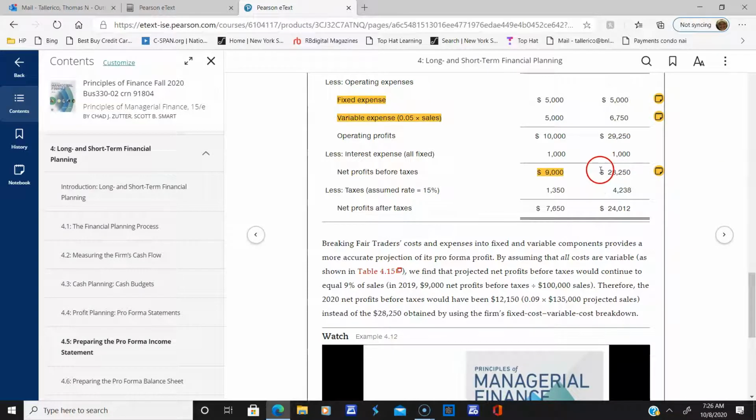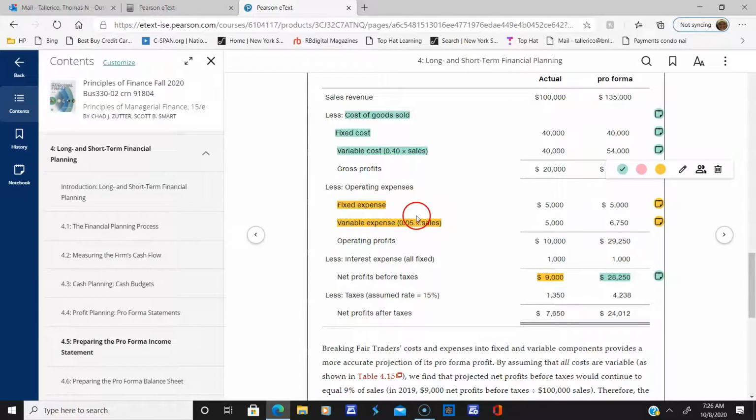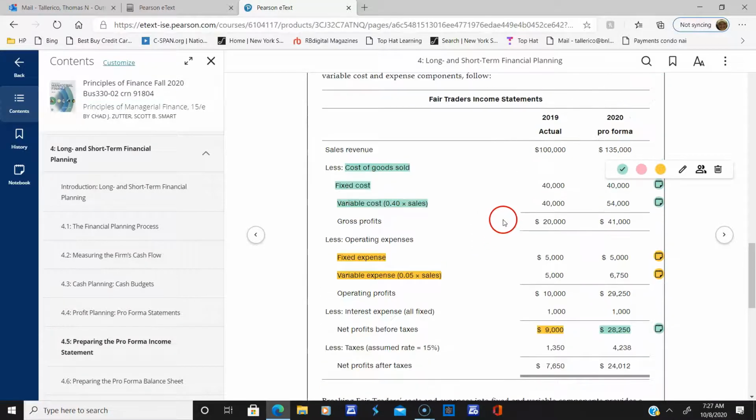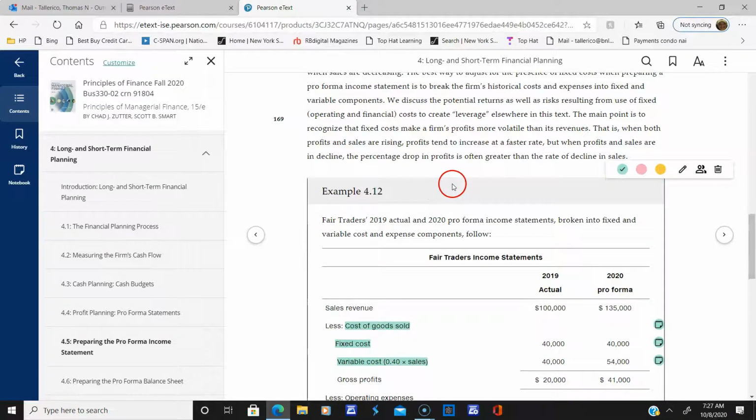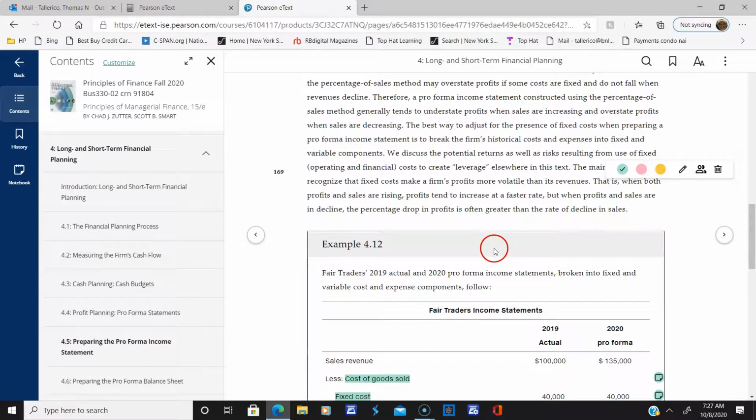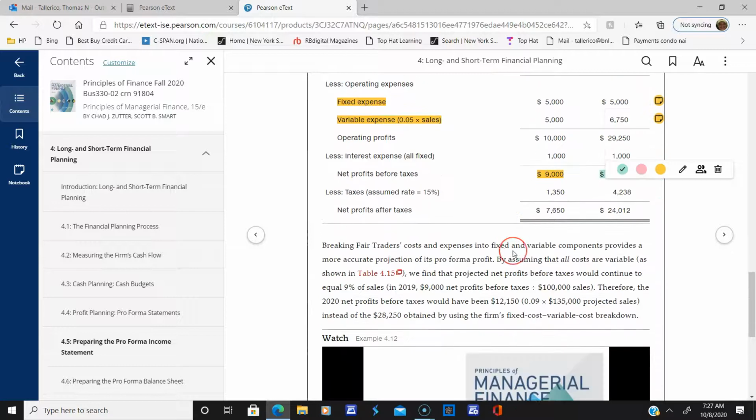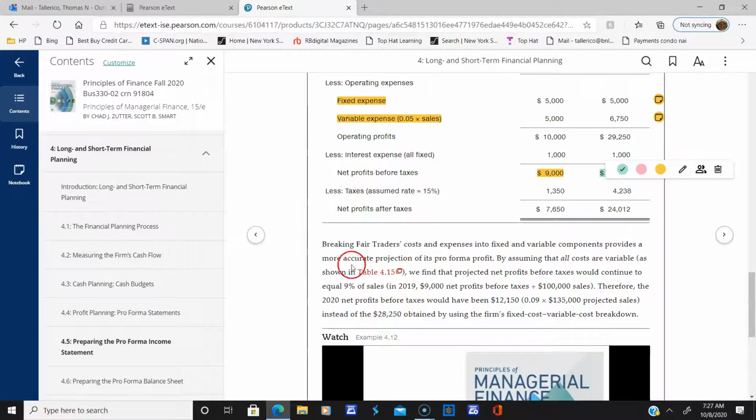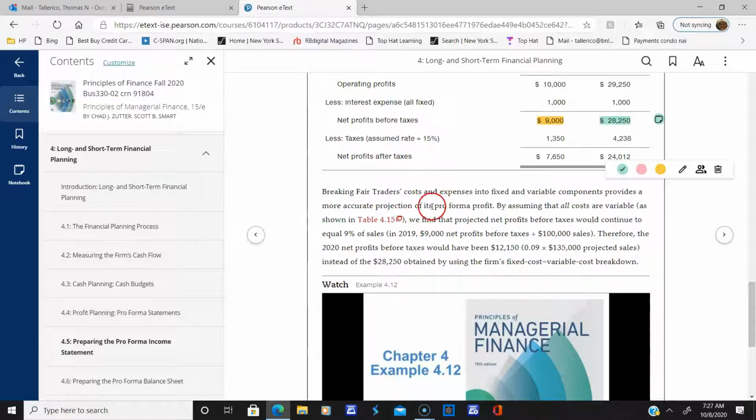So this puts a little wrinkle into the problem in that you've got some variable costs. And you can see the ratios here for variable expenses, all right? But it's no different. You just got the two components. So you notice here it's broken into fixed and variable cost and expense components. All right. So this is going to give us, as they say, a more accurate projection of its pro forma or forecasted profit. Okay. So that gives us a more accurate projection here.